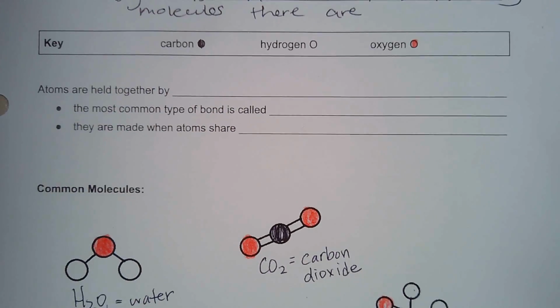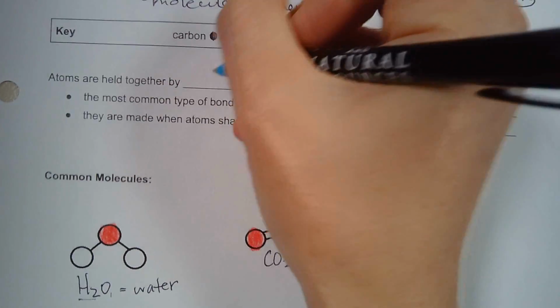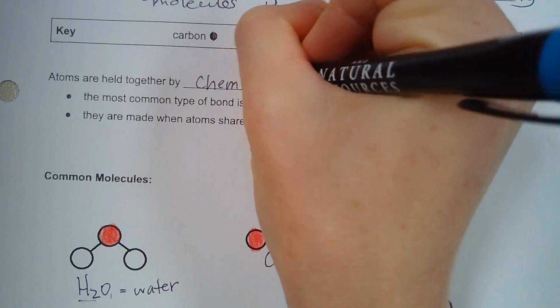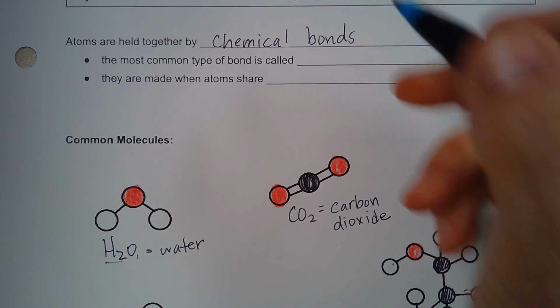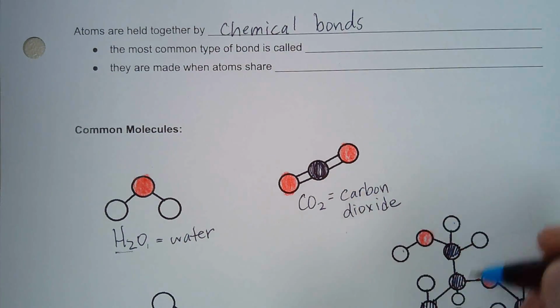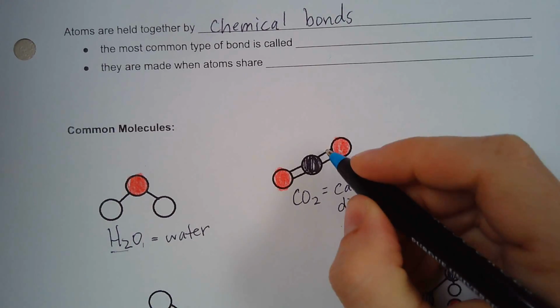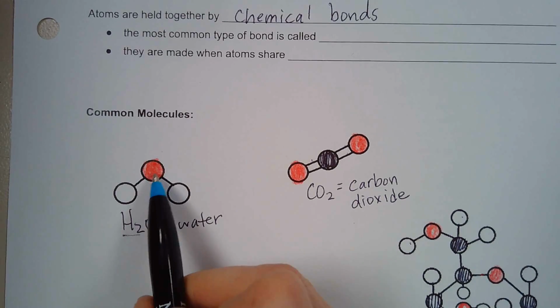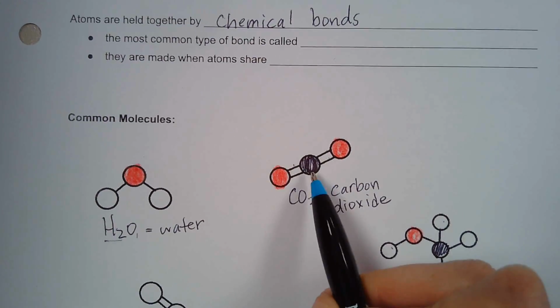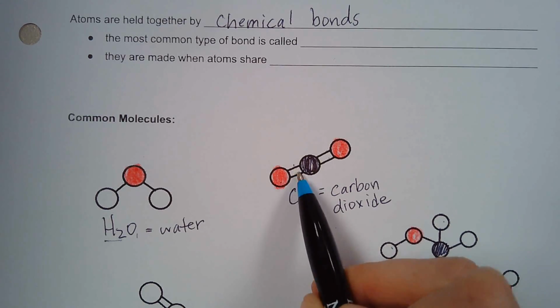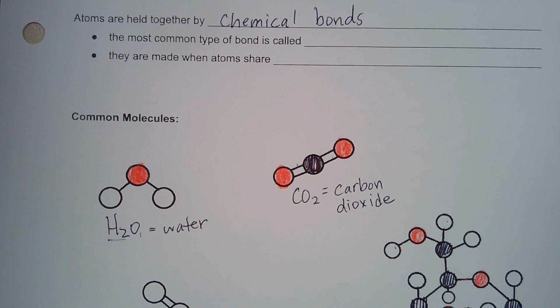Okay, so what are these atoms held together by? They're held together by chemical bonds. That's what you call those. So that's what these lines are, I'll show that here in a second. That's what each of these lines are. So between this oxygen and this hydrogen, there's 1 chemical bond. And you can see between this carbon and this oxygen, there are 2 lines. So that means there's actually 2 bonds there.